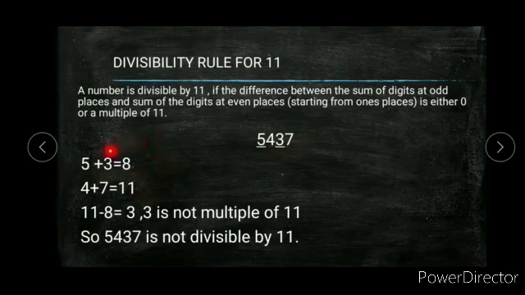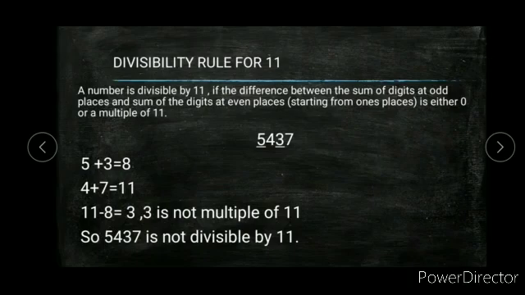Now you are supposed to find the difference of these two numbers. The difference of these two numbers is 3, that is 11 minus 8 is 3, and 3 is not a multiple of 11. So the given number is not divisible by 11. If instead of 3 it comes out as a multiple of 11 or 0, then the number is divisible by 11.